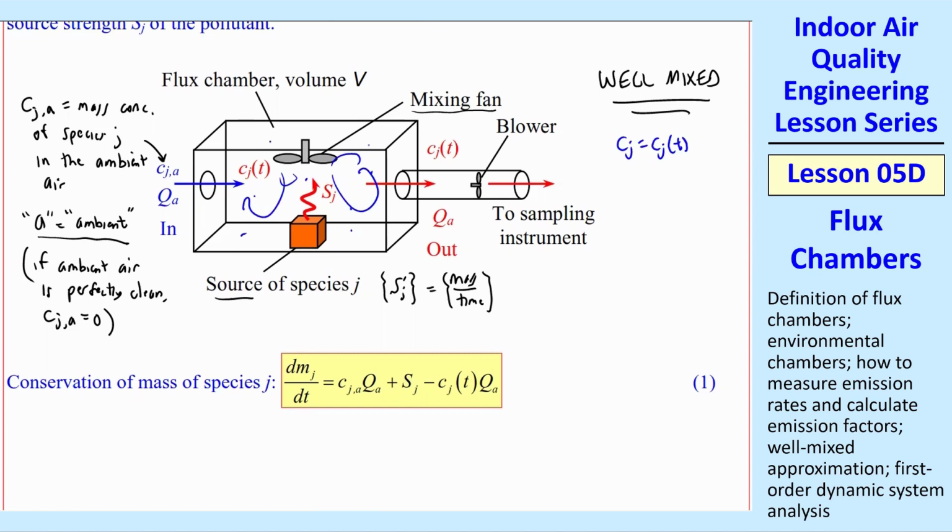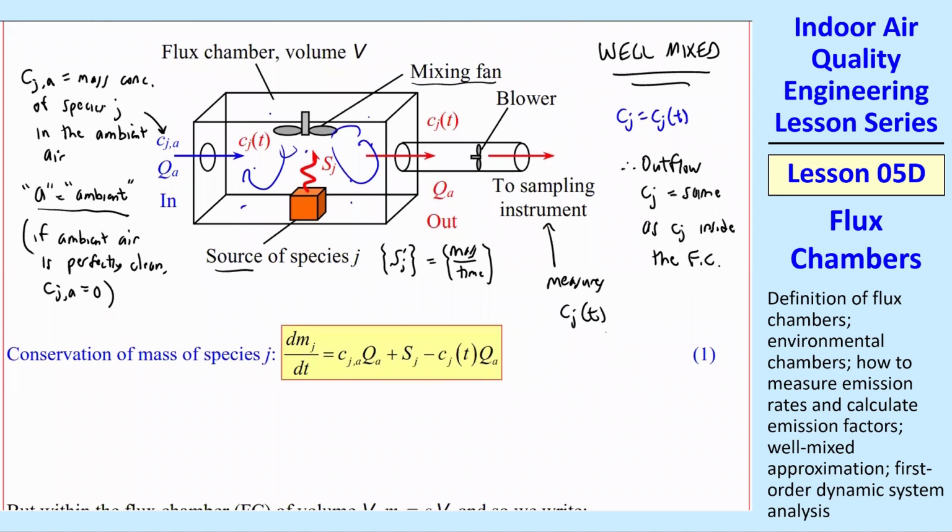Now that, of course, is an approximation, because if you're right near the source, it's going to be a much higher concentration. If you're right near the inlet here, it's going to be a much lower concentration. But we're ignoring those points and saying that everywhere inside here, it's just a function of time. And then whatever comes out is kind of the average of the whole room. And so that's what you're measuring with your instrument. So that's what we mean by well mixed. And that's an important approximation that we'll make a lot in this course. So the bottom line is that the outflow CJ is the same as the CJ inside the flux chamber. And then finally, the sampling instrument measures CJ as a function of time.